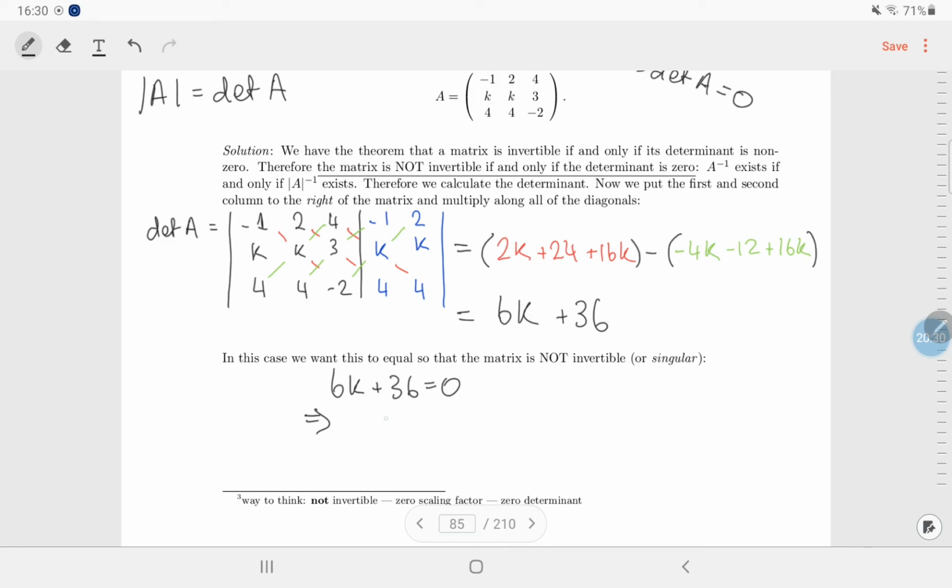I'm going to take 36 away from both sides. 6k is equal to minus 36. And I want k on its own. It's multiplied by 6, so I need to do the opposite of multiplying by 6, which is dividing by 6. If I divide both sides by 6, I get k is equal to minus 6. Bingo bango. Job's a good one.